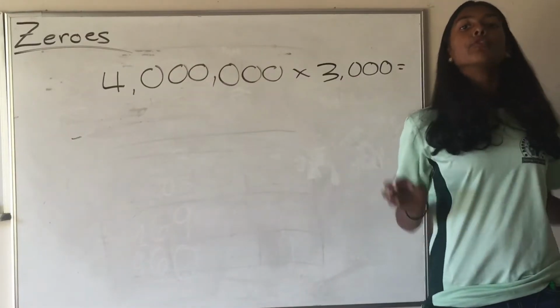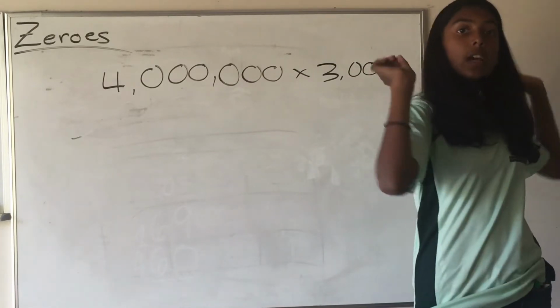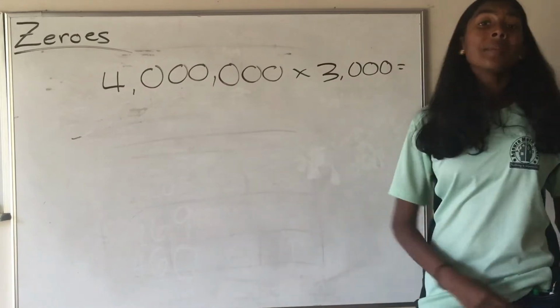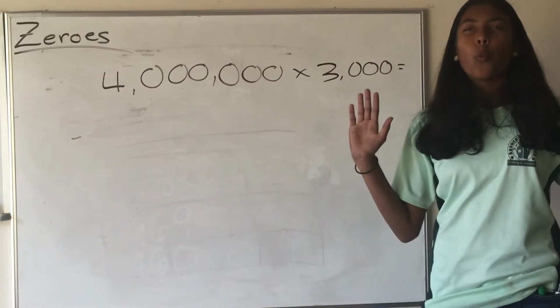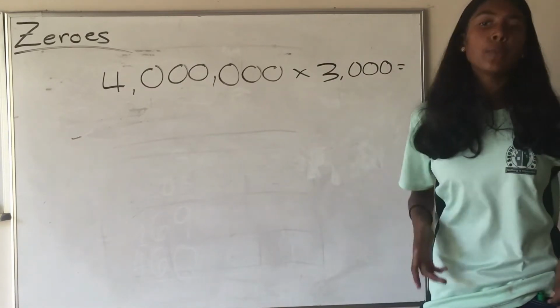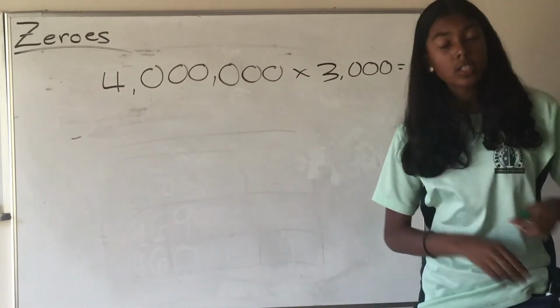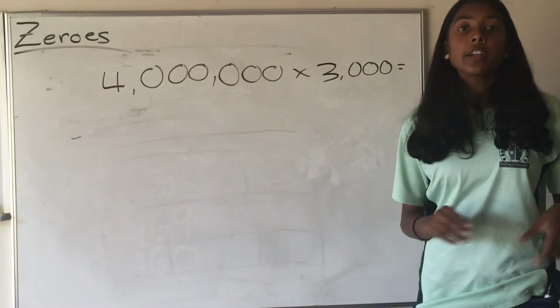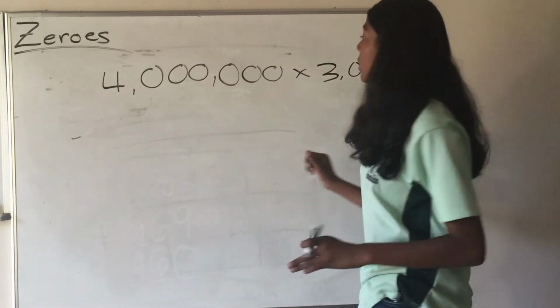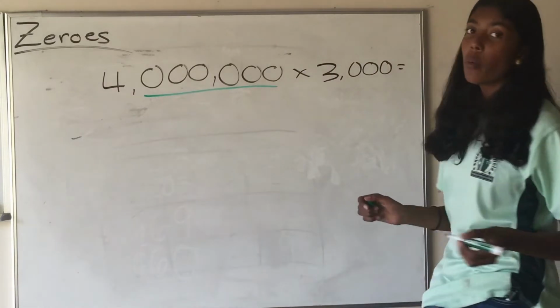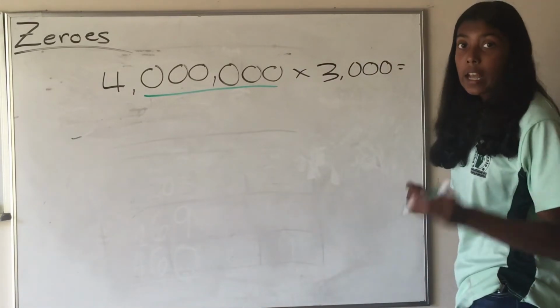So now we're going to move on to multiplying with zeros. Let's say you're doing this problem, and it is 4 million times 3,000, and you're like, how am I going to do this? There's too many zeros. These numbers are too big. Well, don't be scared, because there's an easy way to do that. What you're going to do is, first, you're going to take these zeros, all of them, and they have to be the ones that are at the end.